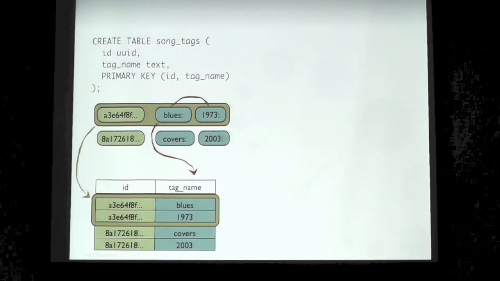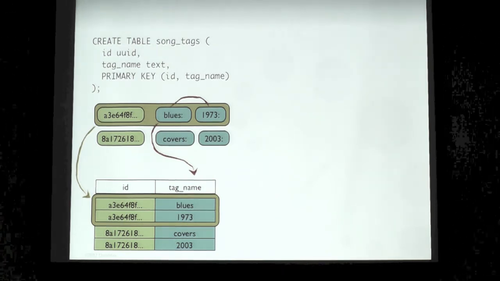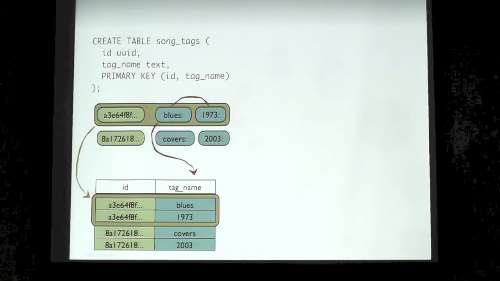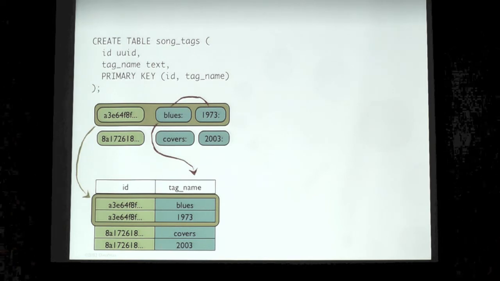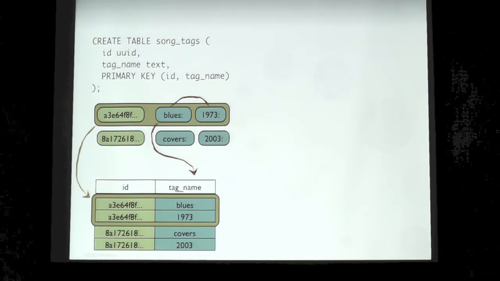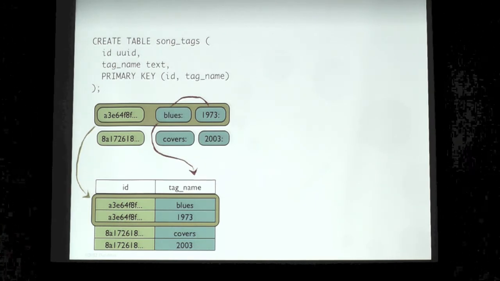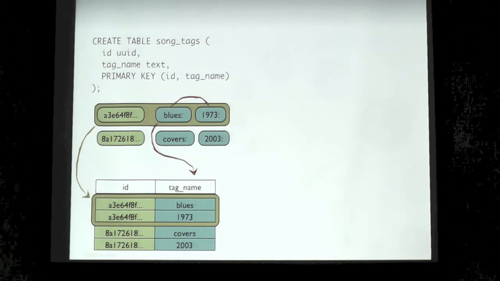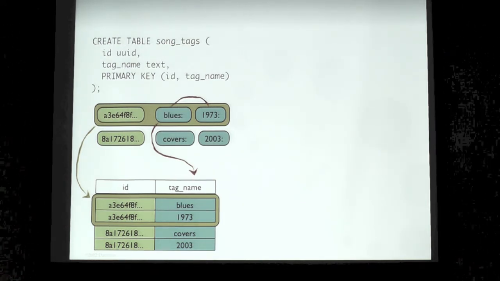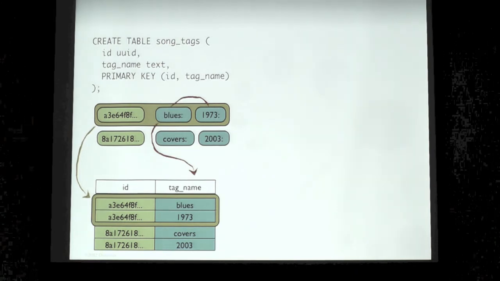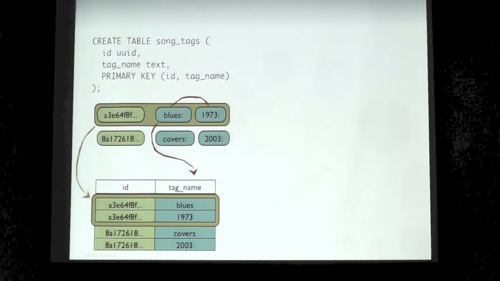What in CQL terminology, we would call that storage engine row, we call that a partition. So the partition key is the first element of the primary key statement. So I have primary key first ID, so that's my partition key, which is the storage engine row. And then I have tag name, which is what the cell name gets mapped to in the CQL rows.